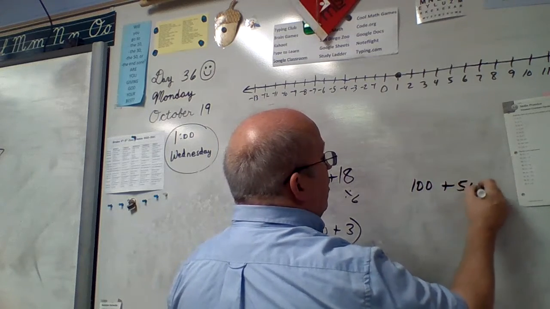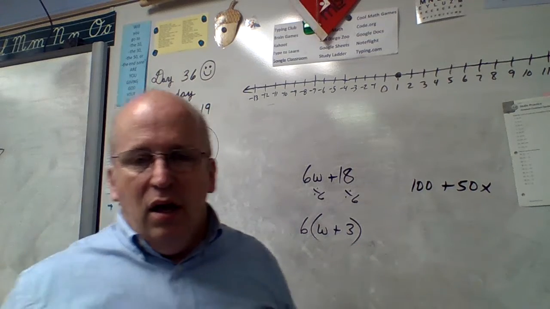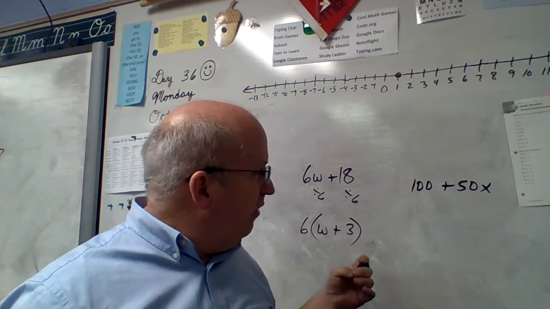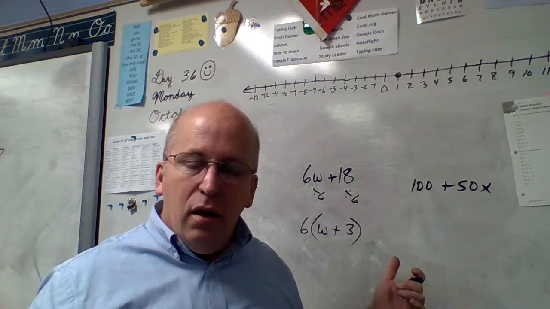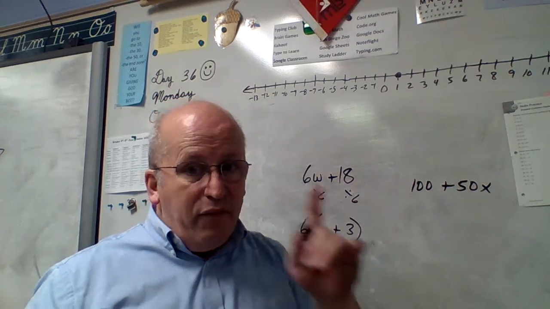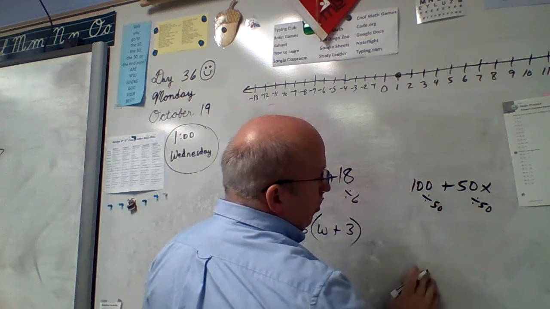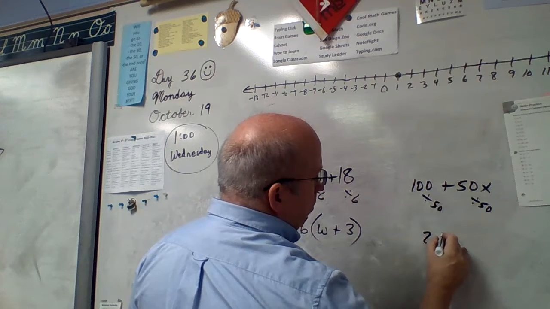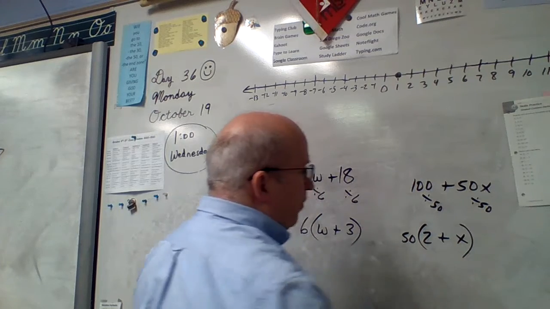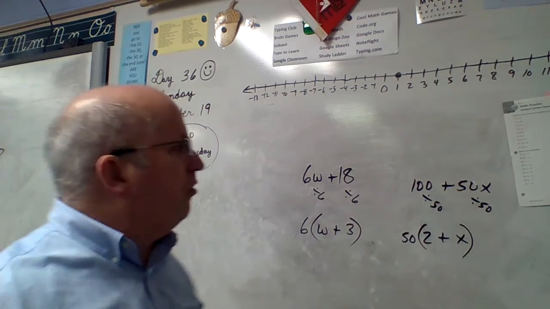What if I had something like this? 100 plus 50x. What can I divide out? Well, I know I can divide out a 2, but I also can divide out a 5, and I can also divide out a 10. But guess what? There's bigger numbers than that I could divide out. I could divide out a 25, and finally I'm going to divide out a 50 from both of these terms. And when I do that, I get 50 times the quantity of 2 plus x, because that's the biggest number I can divide out of these terms.